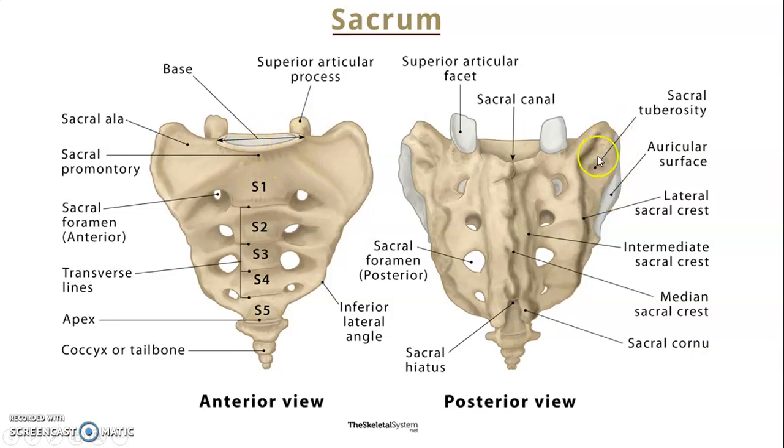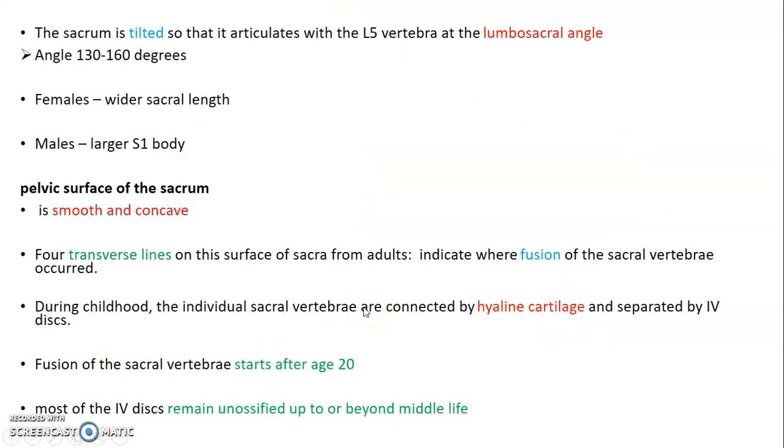And we say the sacrum has auricular surfaces that make it able to articulate with the iliac bones. And this is your tailbone, S5 articulating with the first coccygeal vertebra, and the coccygeal vertebrae are joined together to form a coccyx there. So the sacrum is usually tilted, articulates with L5 at the lumbosacral angle, which is usually 130 to 160 degrees. The females have a wider sacral length than the males. The males have a larger S1 body.